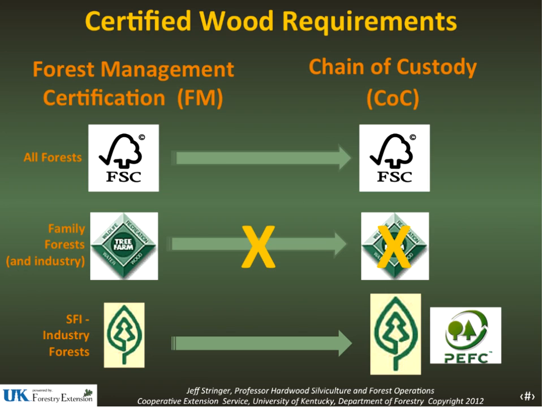So here we've got forest management certification on the left. So you have FSC, American Tree Farm, SFI, and those materials are going to flow to industries that have a chain of custody certificate. Now in the case of FSC, if you have a mill that has an FSC chain of custody certificate, they're going to require, to take credit for it anyway, material come from an FSC certified forest.